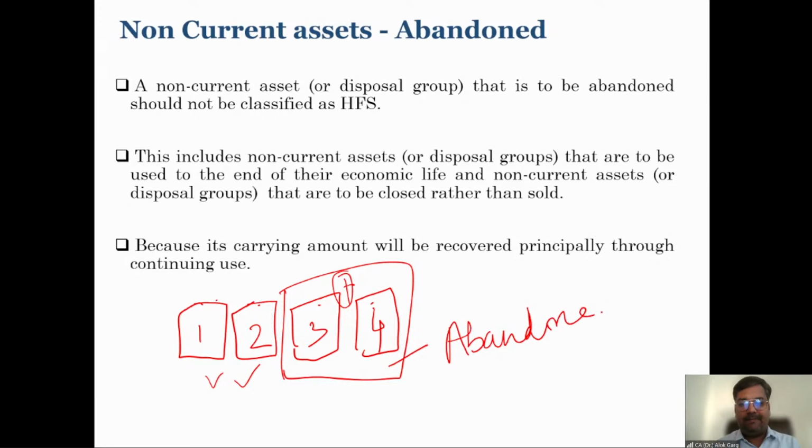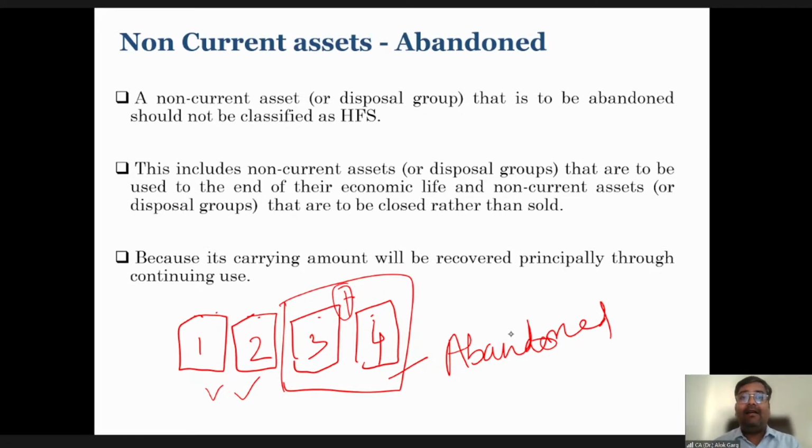Now the question arises: can the abandoned asset be classified as held for sale? The answer is no. Why? It is not meeting even the first condition of IFRS 5. It is not available for immediate sale in its present condition. It is not available for sale. The entity's intent is not to sell these assets. The entity's intent is to use this asset when the demand picks up, right?